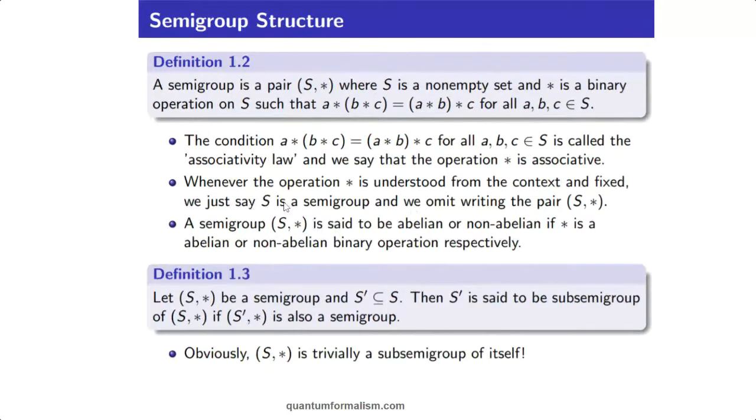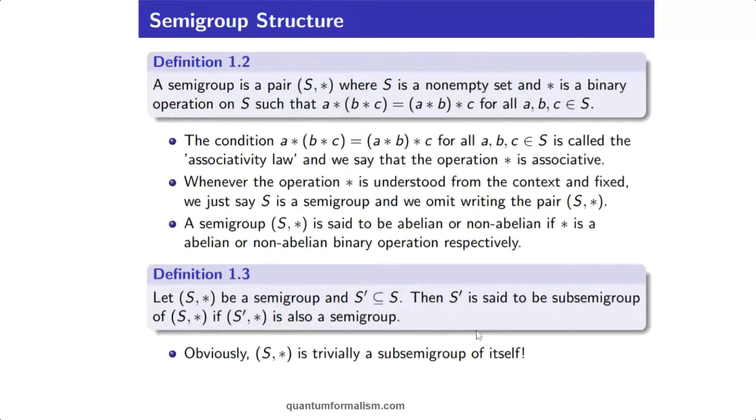But for us, in the general, in the abstract, we will just keep using this notation until we actually get to concrete structures. I mean, we will not omit the binary operation because there's no binary operation that's fixed for us in order to omit. As you can guess, a semigroup is abelian or non-abelian, depending on whether the binary operation is abelian or non-abelian.